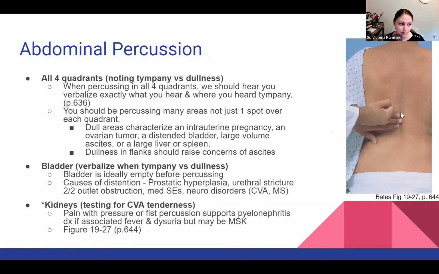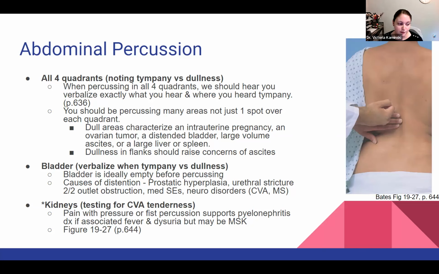In terms of abdominal percussion, we want to see you percuss in all four quadrants, and you're going to note the difference again in tympany versus dullness. When you're percussing, we need to hear what you are hearing and where you heard that. You should be percussing many areas, not just over one spot in each quadrant. Dull areas can characterize an intrauterine pregnancy, an ovarian tumor, a distended bladder, large volume ascites, large liver or spleen, whereas dullness in the flank should raise concern of ascites.